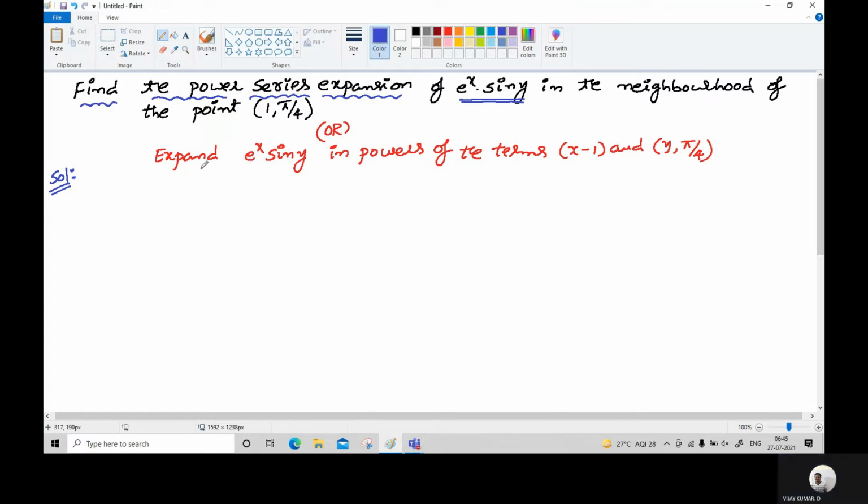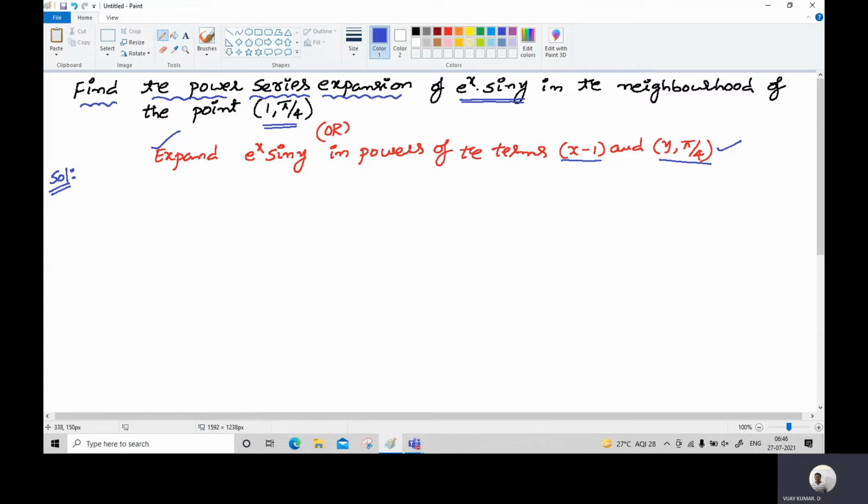Sometimes we can see this statement also: expand e power x into sin y in powers of the terms x minus 1 and y minus pi by 4. Whenever the given point is in the form of 1 comma pi by 4, you will get the expansion in the terms of x minus 1 and y minus pi by 4. That's why sometimes this statement is also provided to you in our examinations.